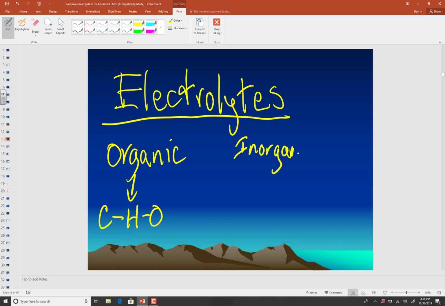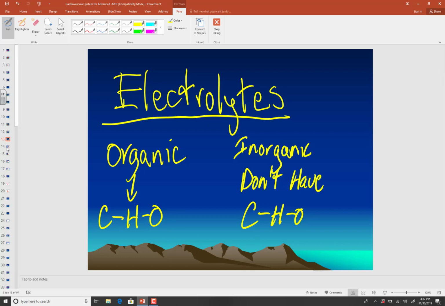And again, I'm going to try and simplify it for you. That means organic compounds have carbon, hydrogen, and oxygen. Inorganic compounds don't have carbon, hydrogen, and oxygen chemically bonded together, right? I know it's weak, but a lot of you come from a chemistry deficient background, so that's as simple as it gets. So one of the things that an electrolyte is, number one, it's inorganic. It doesn't contain carbon, hydrogen, and oxygen chemically bonded together.